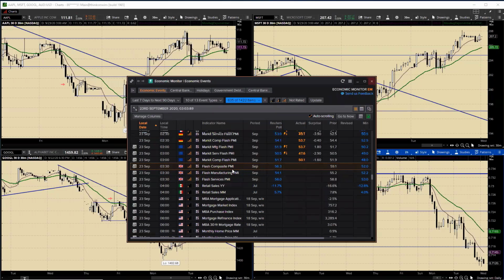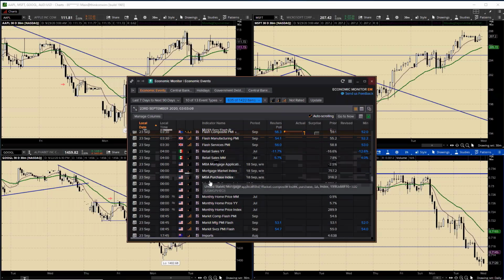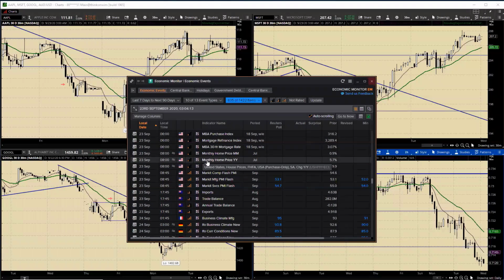UK PMIs at the bottom of the hour, expecting 56.3, with Mexican retail sales at 5 a.m. Eastern. And monthly home prices at 9 a.m. Eastern, so nothing until 9 a.m. Eastern in the States. And composite flash PMI at 9:45 Eastern.